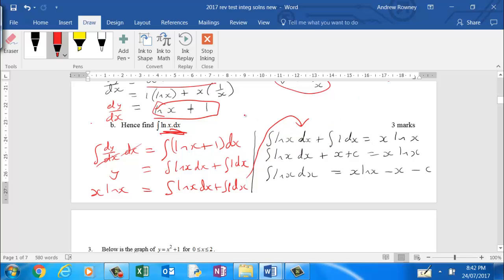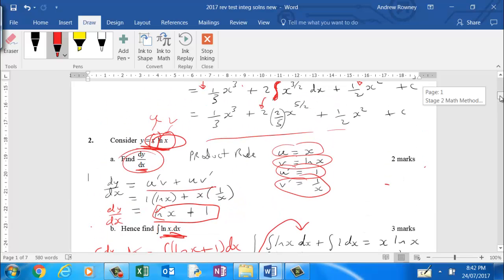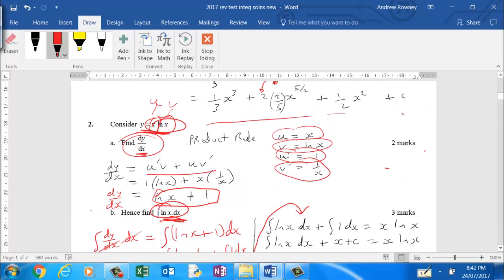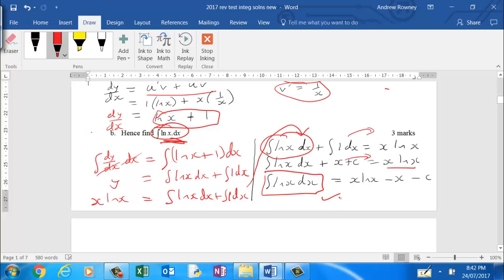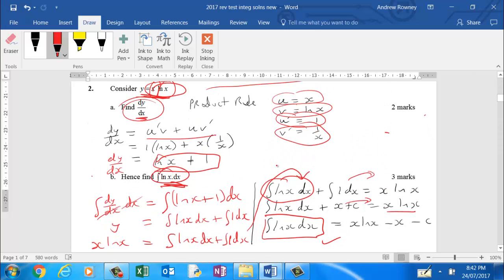And so now the whole purpose is to find the integral of ln x. Now the integral of ln x in this equation is this term. So obviously we can get that term over the other side and we've got it. Now the integral of 1 we can do, that's x plus the constant, and then we throw that over the other side. So it's x ln x minus x plus c, and so we've got it all down to the integral of ln x, just by rearranging the equation. So the concept was do the derivative first, and then do the integration of both sides.